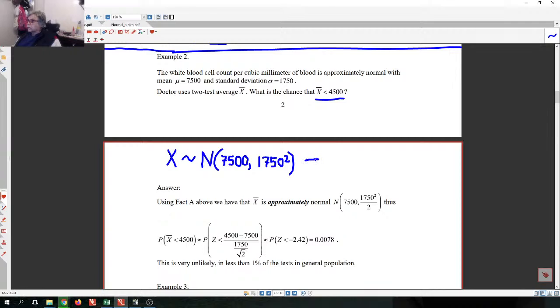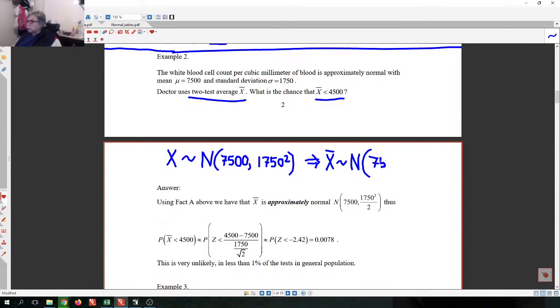Now that's the case here. Fact A of the Central Limit Theorem says what? That X bar is also approximately normal. Again, this guy is approximately normal, this guy is approximately normal. This is the average of 2, the 2 test average, a sample mean of 2. There are 2 items in the sample. And the Central Limit Theorem fact A says this is distributed normally. What is the mean? The same as X.